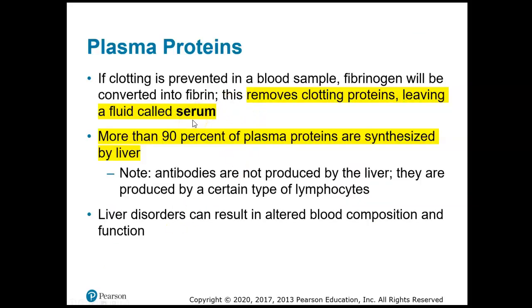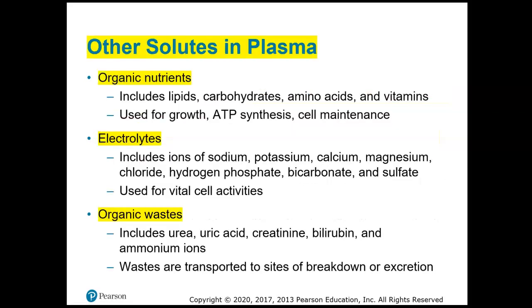Now, you probably have heard of blood plasma and also blood serum. There's a slight difference. If you take out the clotting proteins, then the plasma will be called serum. And more than 90% of plasma proteins are synthesized in the liver.